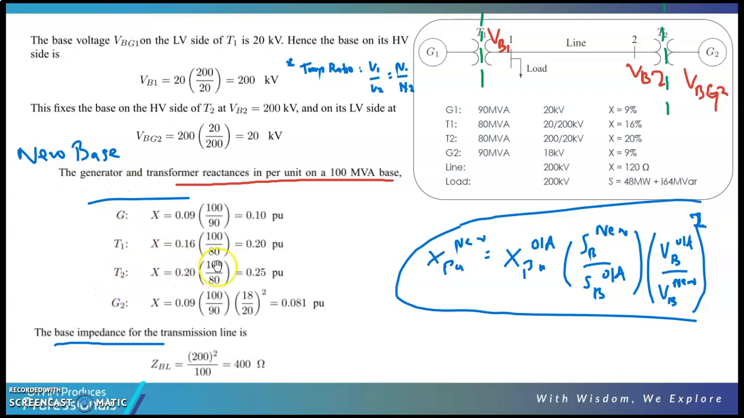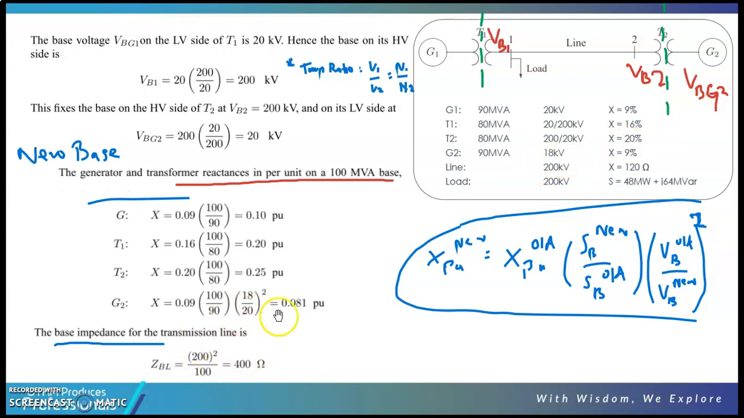Similarly to T1, at T2 you can use the same equation. V base old equal to V base 1, since V base old equal to V base 1. Similarly for G2. What is the base value of G2? G2 S base equal to 90 MVA and V base equal to 18 kilovolt, which is different from V base new. This is the V base old.